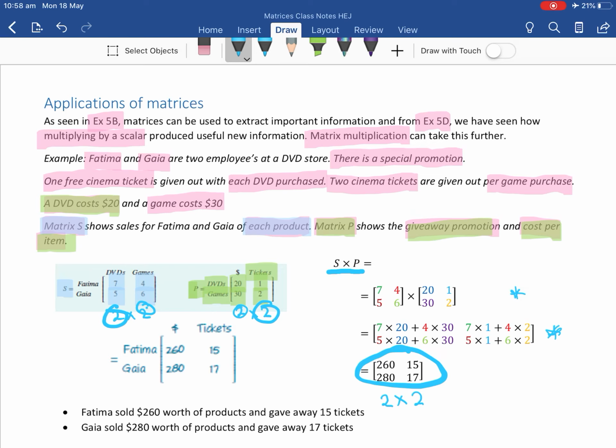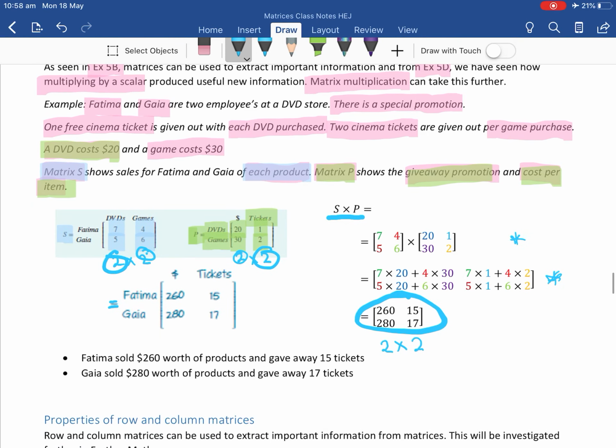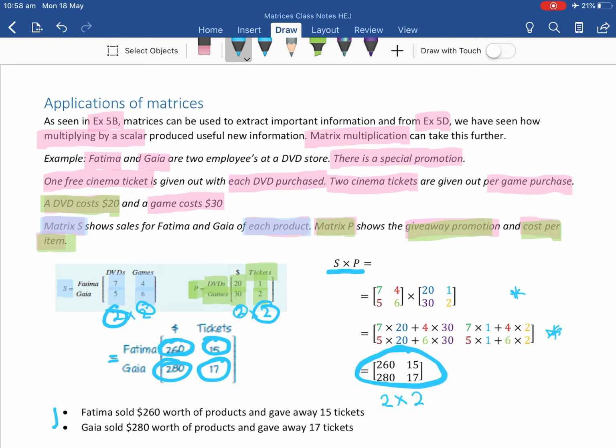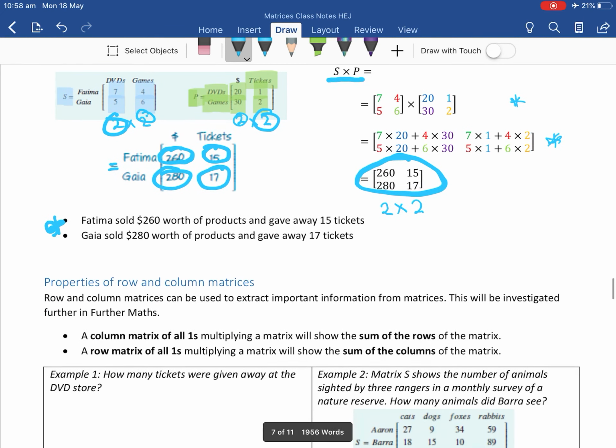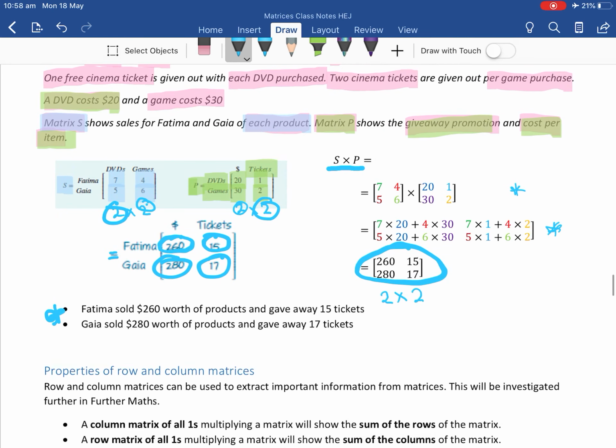Now what that shows, so it's over here, it shows that Fatima sold $260 worth, and sold 15 tickets. And Gaia had $280 from selling 17 tickets. And that's summarized here. So yeah, you can pull a lot of information out of that.